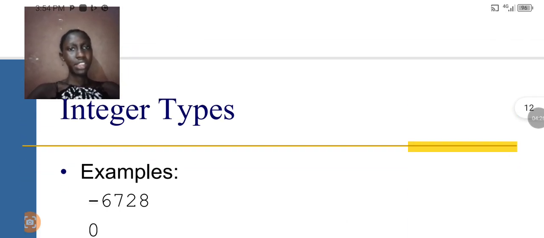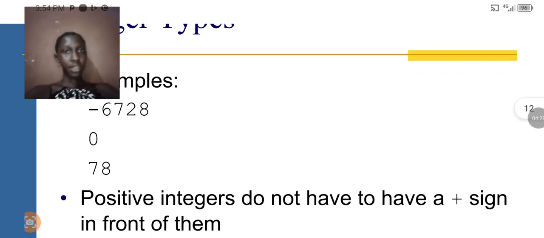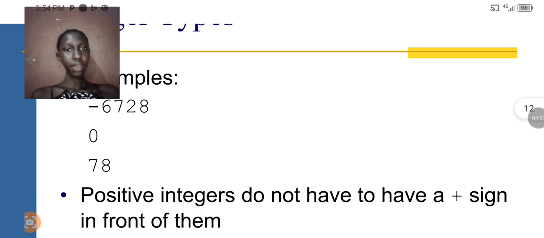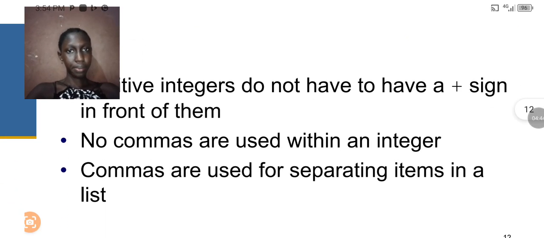Now, with the integer data type, this is an example. We know an integer is a set of positive or negative whole numbers. So in programming, positive integers do not have to have a plus sign in front of them. No commas are used within an integer, and commas are used for separating items in a list.